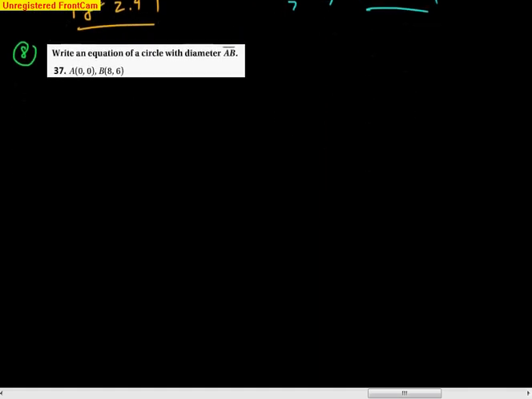Okay, last one here. It says, write an equation of a circle with diameter AB. So they give me endpoints of the diameter. I need to find the equation of the circle. Well, let's recall the equation of a circle. X minus h squared plus y minus k squared equals r squared.